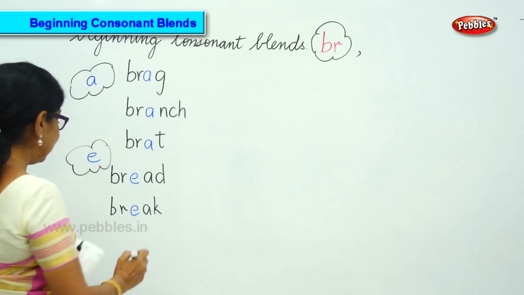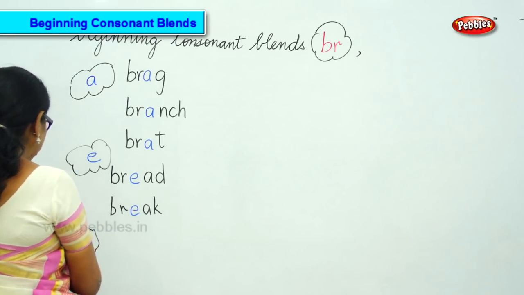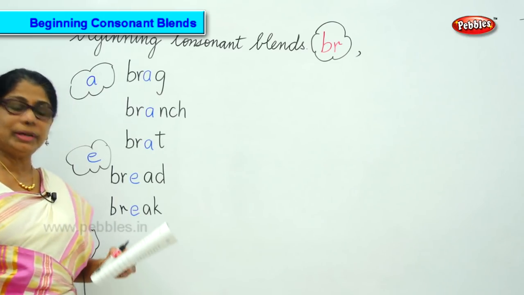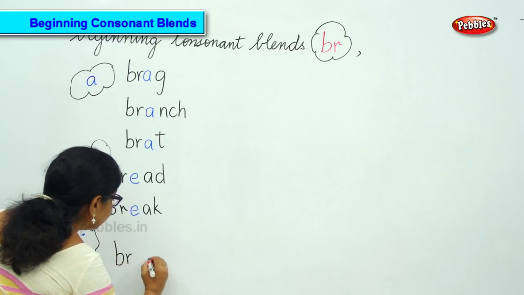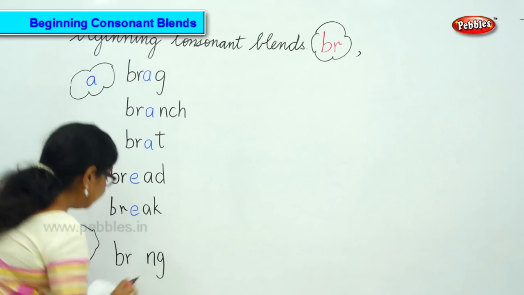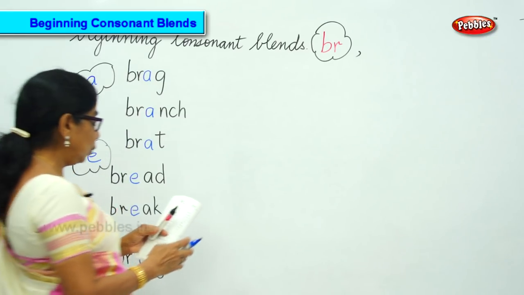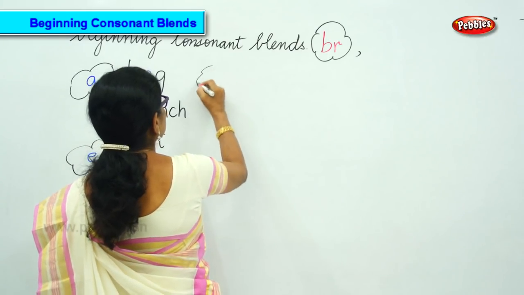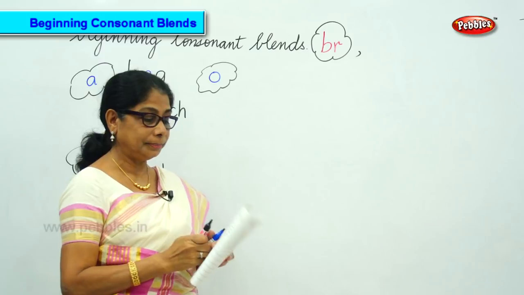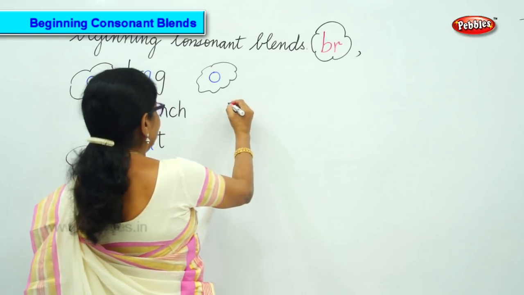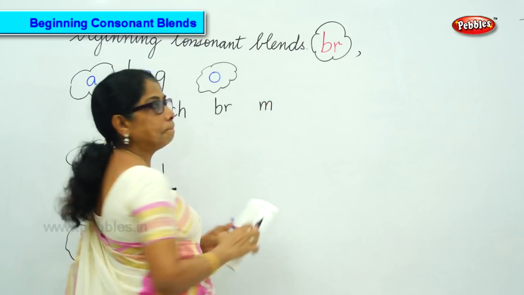Okay, then let's see in I. In I, what do we get? What word do we have? Bring. You have B, R, I, N, and G. Bring. Okay? Then let's go into O. What words do we get here? We get broom. Okay? Broom.